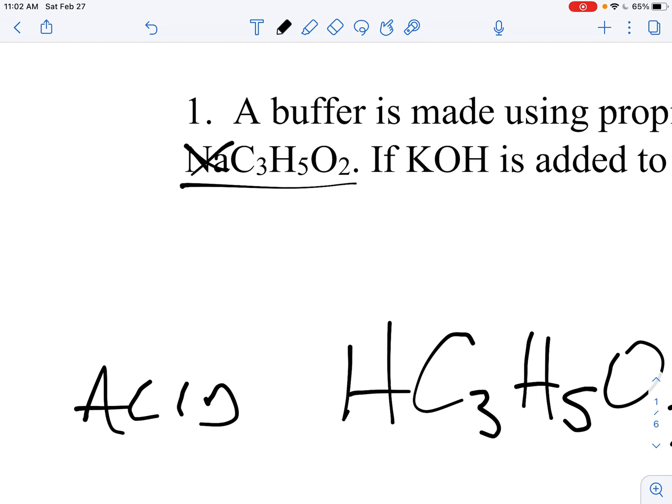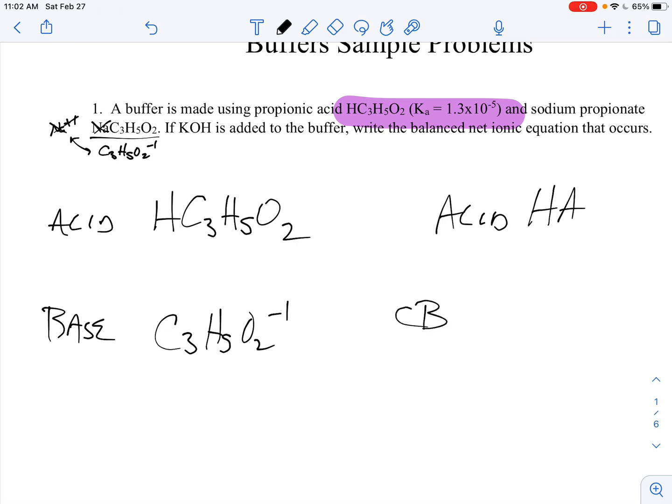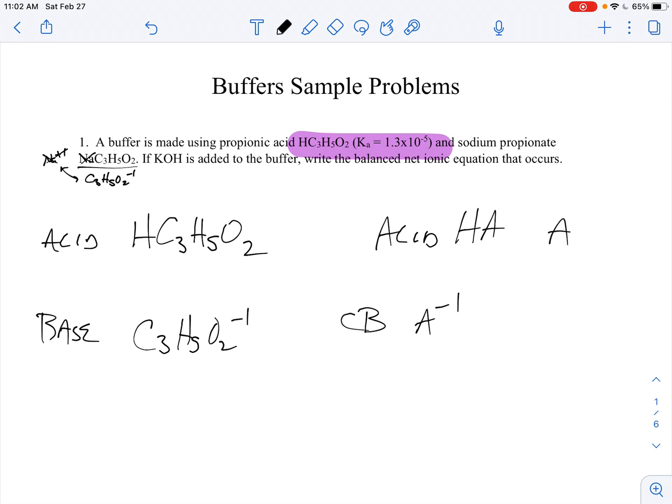So again, from a net ionic perspective, the sodium is going to go away, and since it's sodium positive 1 in an ionic sense, then it's going to be C3H5O2 negative 1, so that it can go with the Na, that's the positive one. So your conjugate base of this is going to be C3H5O2 negative 1, and that is the conjugate base. That's your A negative. So this is your acid part of things, and this is your base part of things.